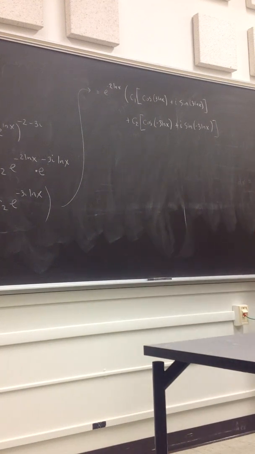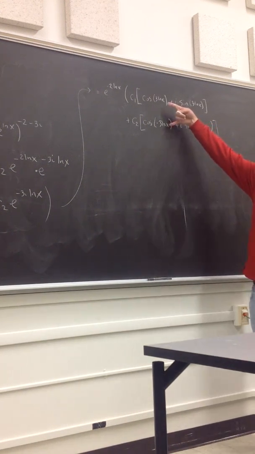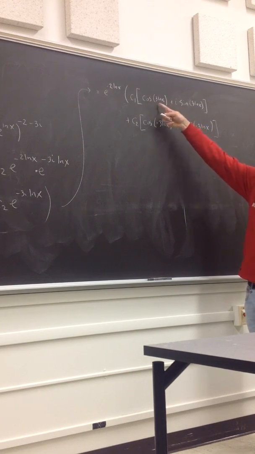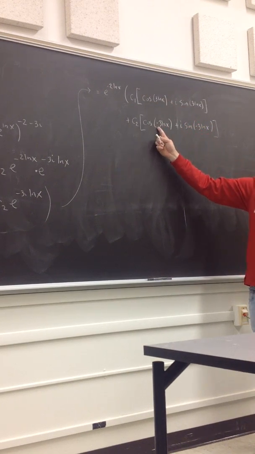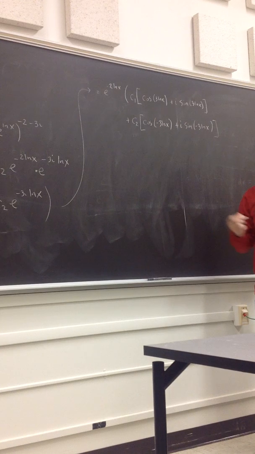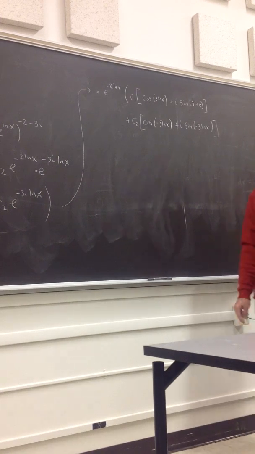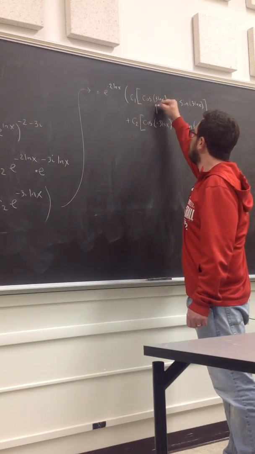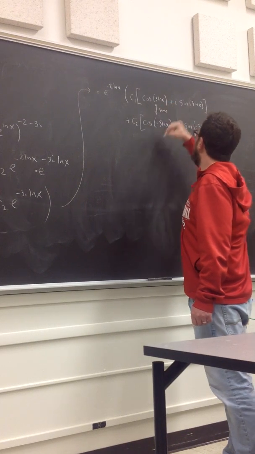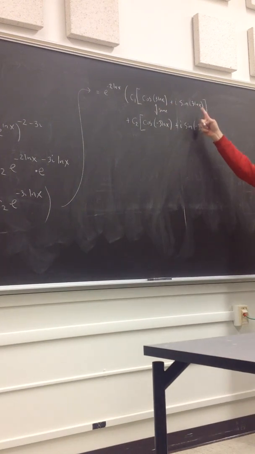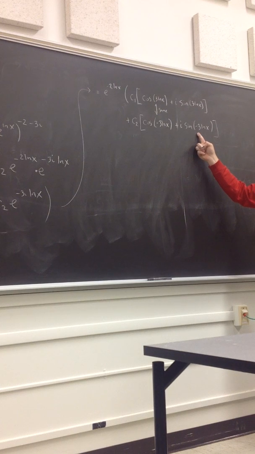All right. So how are these related? Cosine 3 log x versus cosine minus 3 log x. Cancels? They don't cancel. Cosine is an even function, so it absorbs negative signs, right? So cosine of 3 log x is the same as cosine of minus 3 log x. Okay, so these are the same. Sine is an odd function, so the minus sign comes out, right? So these are opposite.